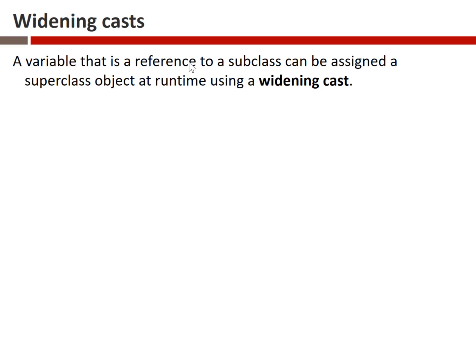So let me give you some definition here and then we'll talk about this. A variable that is a reference to a subclass, so a variable that is essentially pointing at a child, can be assigned a superclass object at runtime. So it can be pointed at a parent. When we do that, this is called a widening cast.